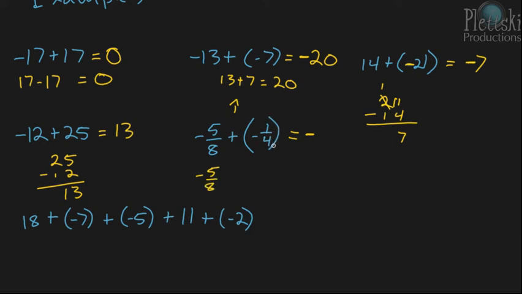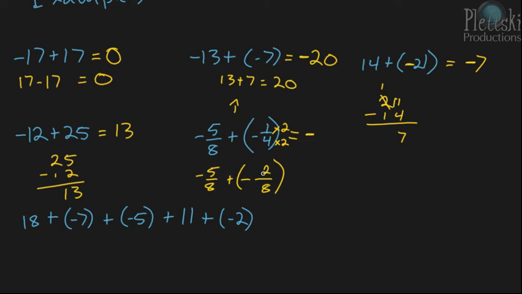And the way we do that is, well, we need an 8 on the bottom. And how do you get an 8 on the bottom? Well, 4 times 2 is 8. So do the same thing with the numerator. 1 times 2 is going to be 2. And it's negative. It's still negative. So this is what we're looking at. We have -5/8 plus a negative 2/8.